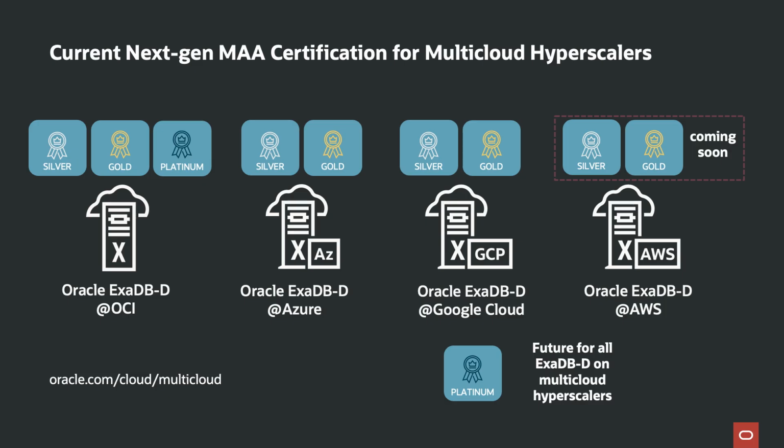All right, let's go ahead and take a look at the MAA certification across the different multi-cloud hyperscalers. First, we'll start with OCI. We have Silver, Gold, and Platinum already certified. As we look at Azure and Google Cloud, Silver and Gold are already certified, both cross-AD as well as cross-regional. And with AWS, Silver and Gold are on the way. For all the different hyperscalers, we're also working on Platinum MAA, which will be coming in the future.